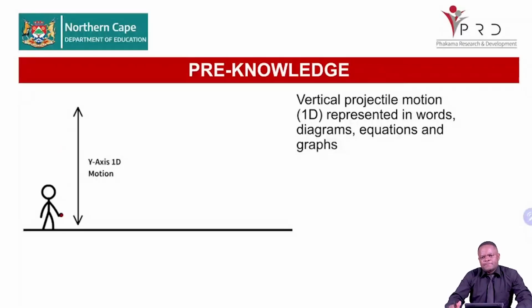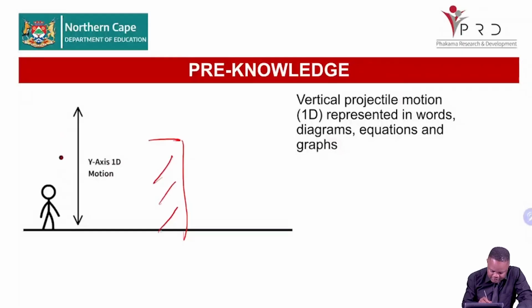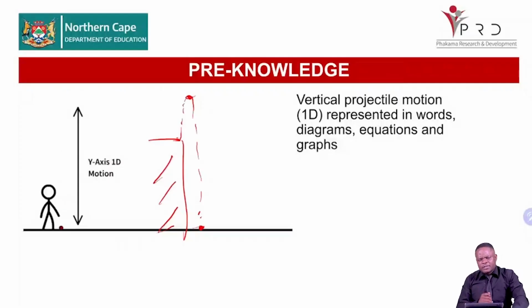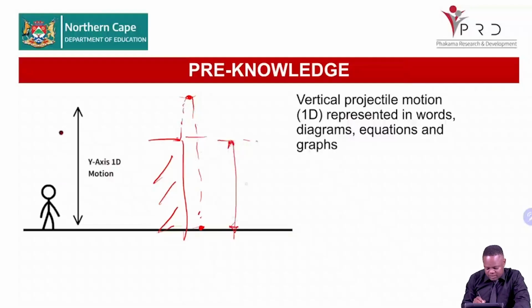Another situation: your object can be projected from a certain height. Let's say your object is projected from a cliff, and then it goes up, reaches the maximum height, then it gets to the ground. You need to remember how you apply your equations of motion. We're still saying there is your maximum height, and at your maximum height the velocity of your object is now zero.